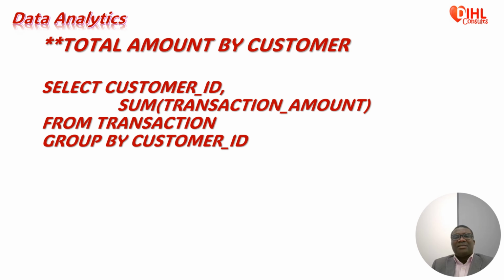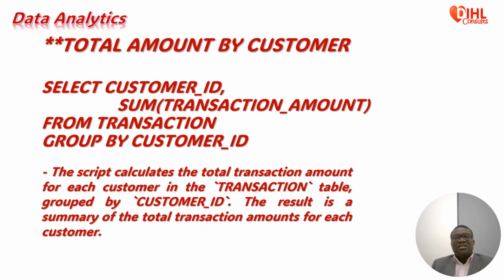You can do a total amount by customer. That is, for each customer you want to see the total amount of transactions that have been done by them. So select customer ID, sum transaction amount from transaction, grouped by customer ID. So this will calculate the total transaction amount for each customer in the transaction table, grouped by customer ID. So the result is a summary of the total transaction amount for each customer.